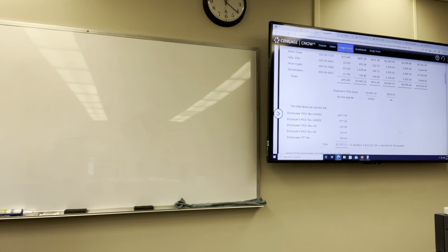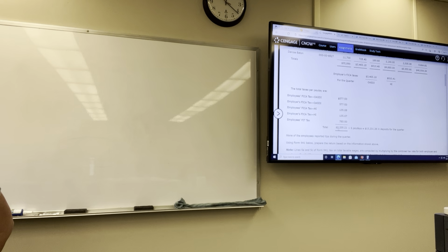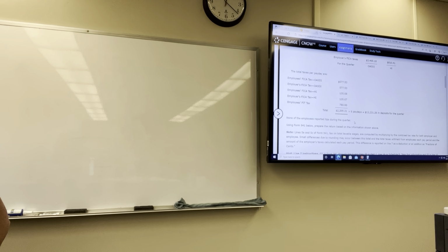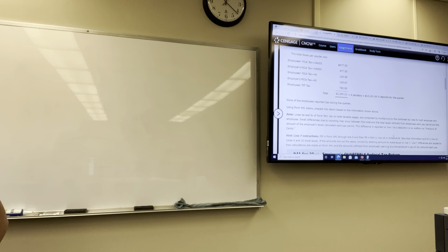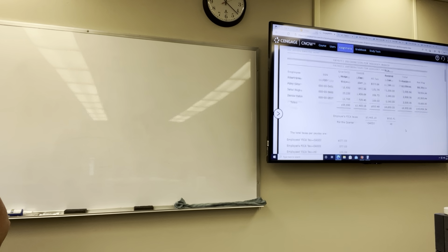All right, total taxes per payday. So per payday, employees FICA tax $577.53, employers the same, Medicare $135.08, $135.07, and then federal income taxes. So they had a total of $13,231.26 deposited during the quarter. None of the employees reported tips, okay? That's important information. Now we're gonna prepare the 941 using this information.